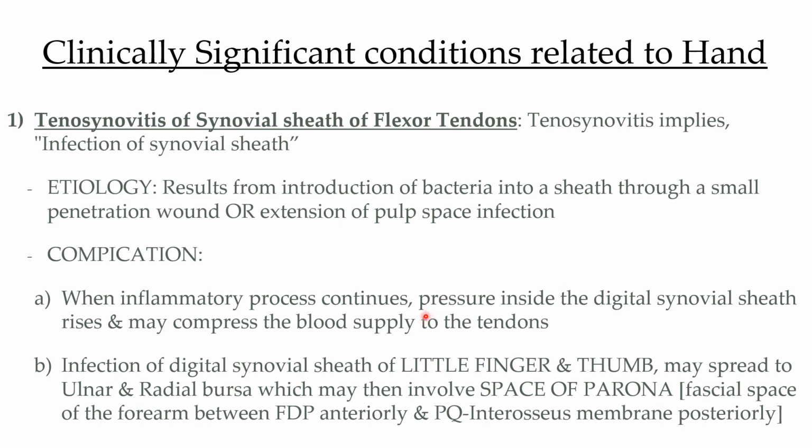The second complication which may occur is, whenever tenosynovitis involves the little finger and the thumb, the infection may spread proximally into the ulnar bursa, and in neglected cases, it may ascend further into the lower part of the forearm where it may involve the space of Parona.